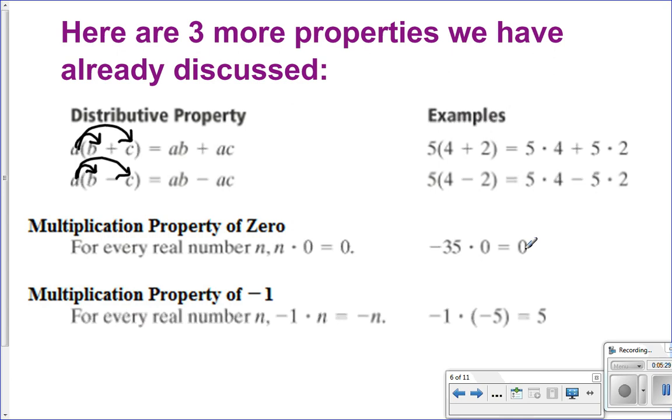And the multiplication property of negative 1. For every real number n, negative 1 times n will give you the opposite of n. So if you multiply any number or any variable by negative 1, you're going to get the opposite sign. So in this example, I have negative 5. If I multiply that by negative 1, I'm going to get positive 5. If I have negative 1 times 7, that equals negative 7. Remember, when you multiply two negatives, it becomes a positive. When you multiply a negative and a positive, it becomes a negative.